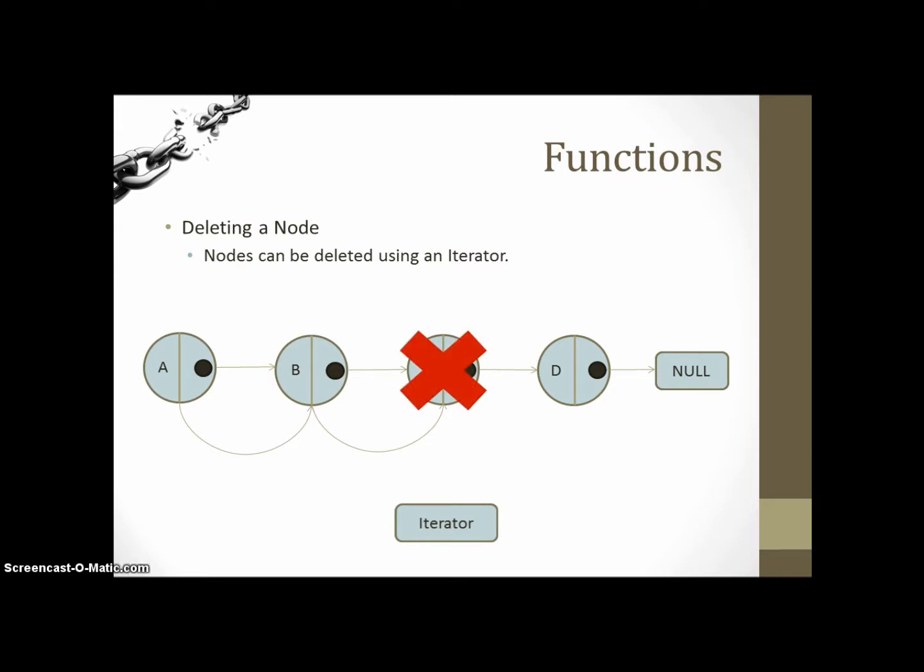So C gets deleted, and now node B has to point to node D, and we've got rid of our node. But we have a problem. We have to do something with the iterator. We can either remove the iterator altogether, or we can have the iterator point to the next node, or the last node, like so.